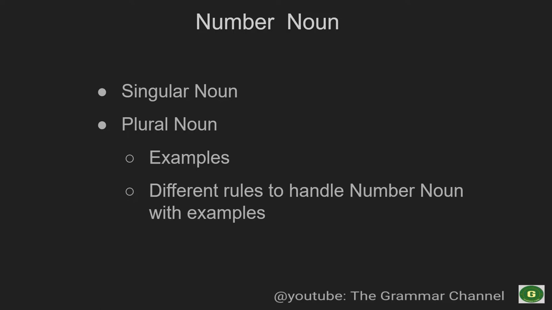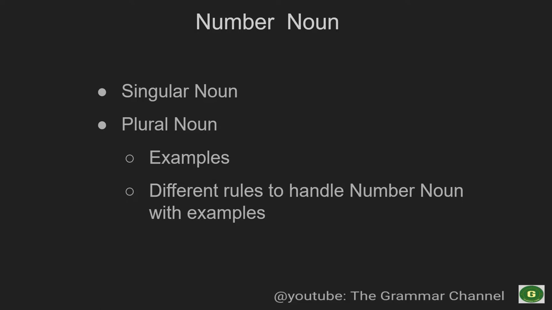Number nouns denote one or many. That is, number nouns are singular noun and plural noun. Two kinds of number nouns: they are singular noun and plural noun. A singular noun stands for one person, one animal, one thing or one place.